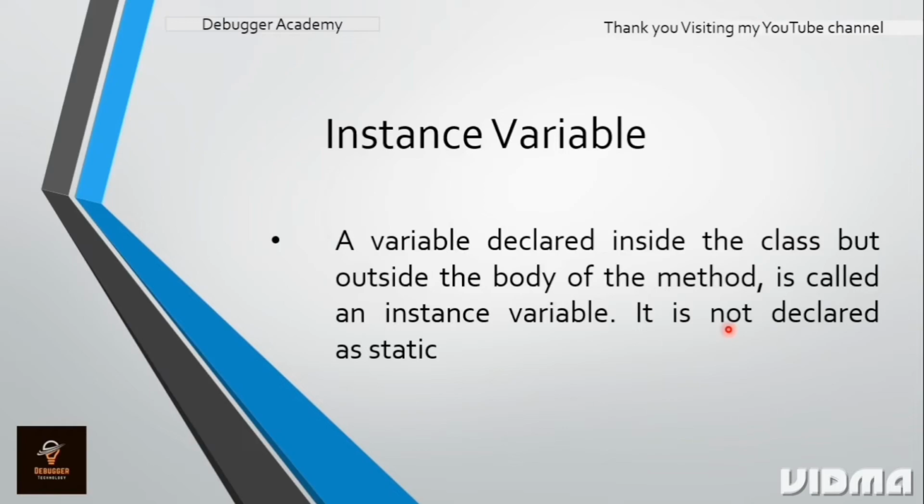So we have to remember those variables which are declared inside the class but used outside the body of the method. We cannot declare an instance variable inside the method. We declare it inside the class but outside the method body. Okay, we have to remember these things about the instance variable. I'll explain it to you with the help of code.